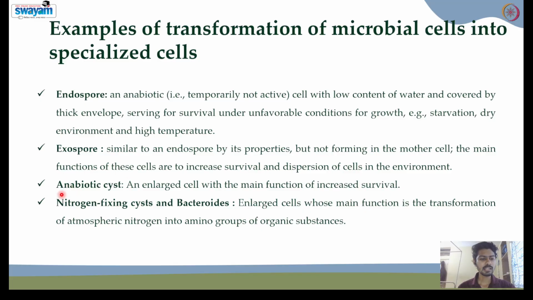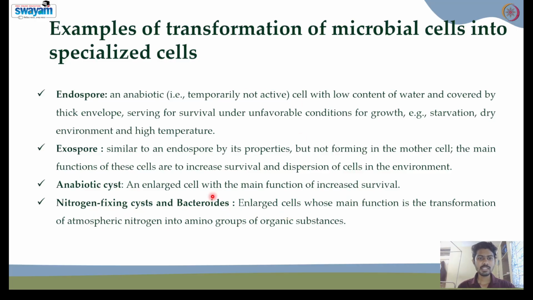And what do we call an anabiotic cyst? It is an enlarged cell with the main function of increased survival. What happens here? The cell enlarges and thickens, mainly in order to survive unfavorable conditions like a dry environment, high temperature, etc. So the last one is nitrogen fixing cysts and bacteroids. These are also enlarged cells, but their main function is converting atmospheric nitrogen into an ammonia group for organic substances.